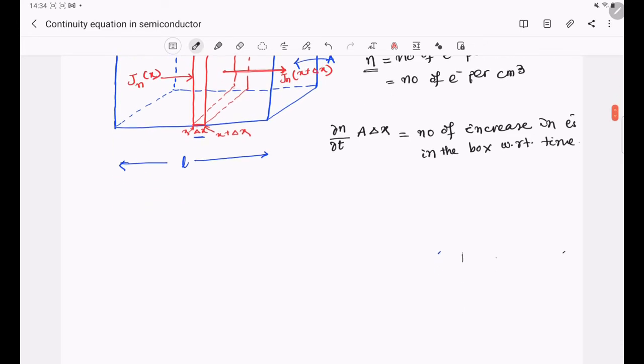Now let us write down the mathematical equation for the increase in electrons inside this box with respect to time. So it will be del n by del t times A delta x, that is your increase in number of electrons, will be Jnx, your current density that is entering, which is of course more than the current density that is leaving this box. Then the outflow we have to subtract from it.